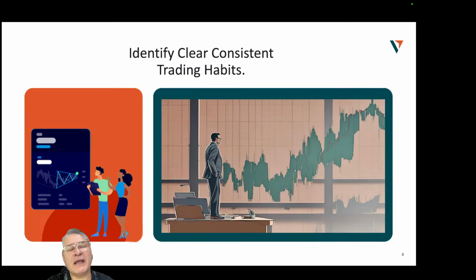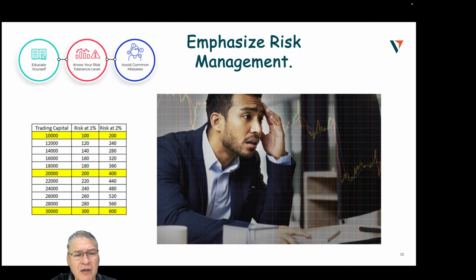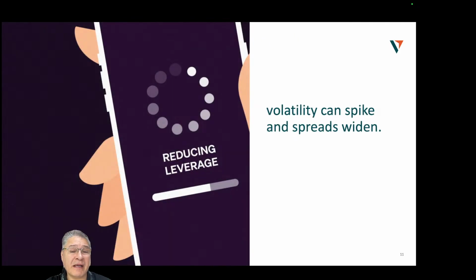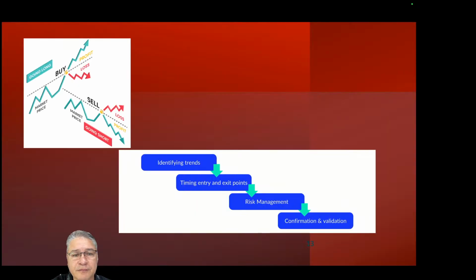I like to begin by identifying clear, consistent trading habits as something we must have built along the way. Be comfortable with the prospect of losing money if the market goes against you, and emphasize risk management, whether you're using 1% risk or 2% risk. Also, volatility can spike and spreads can widen, so reducing leverage is recommended, and it's highly recommended to use a stop loss. In your trading plan, you also want to have things like identifying trends, timing the entry and exit points, risk management, and confirmation validation.